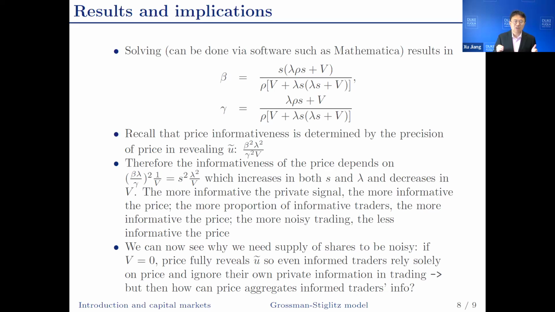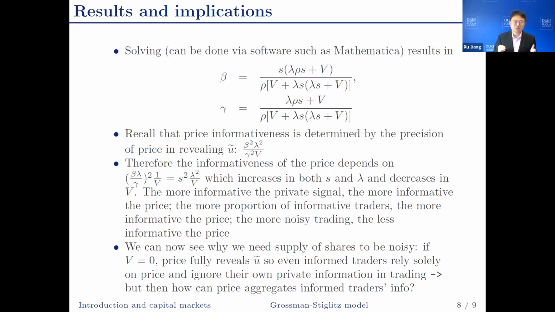But in this case, how can price aggregate informed traders' information? If you think further, if information acquisition is costly, and if informed traders can learn U from prices, they don't have incentive to acquire their private information signals. But if they don't acquire their own private signals, how can price reveal their private information? So that's why we need the supply of shares to be noisy.